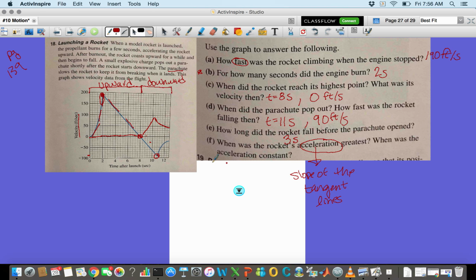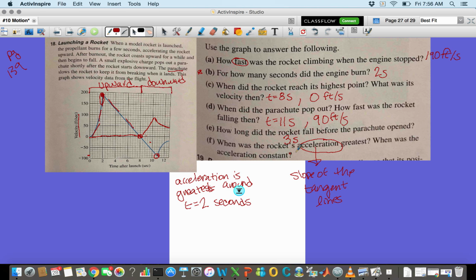So at this moment in time, acceleration is greatest around t equals 2 seconds. Actually, just before t equals 2 seconds.